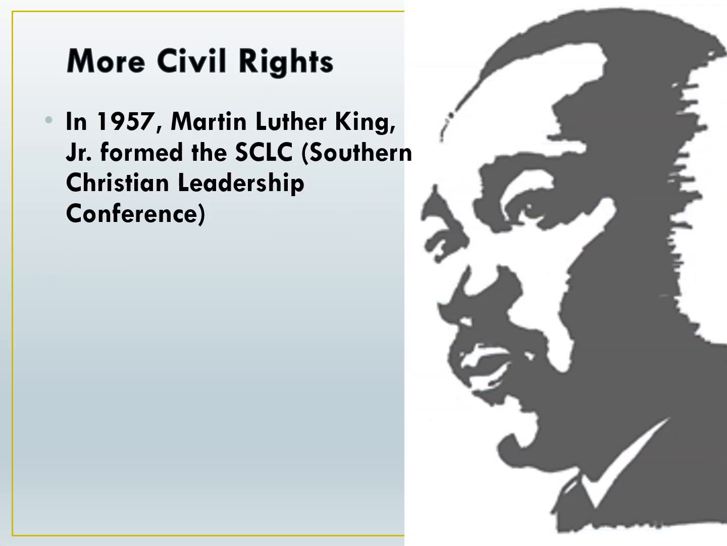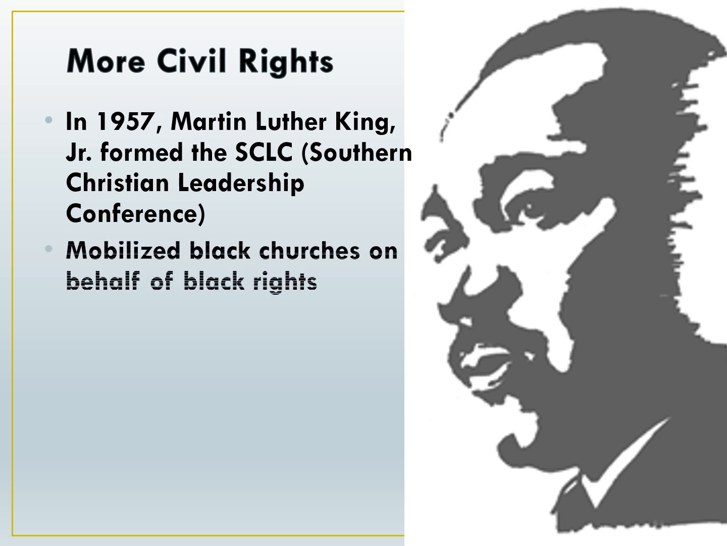1957, Martin Luther King forms the Southern Christian Leadership Conference. It was a conference that would mobilize black churches on behalf of black rights. Churches were an excellent way in which blacks around the South could get information and organize, and King is very instrumental in putting this little conference all together.